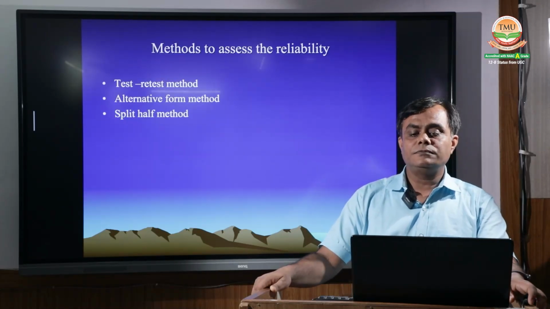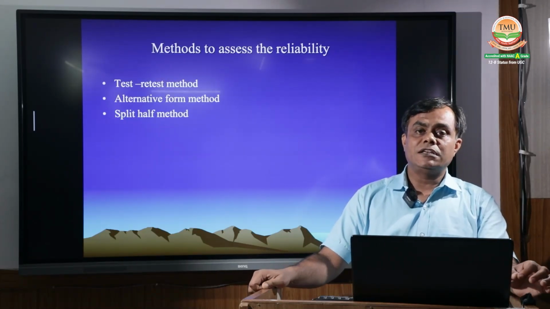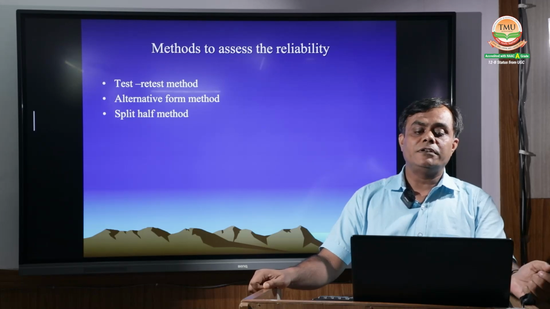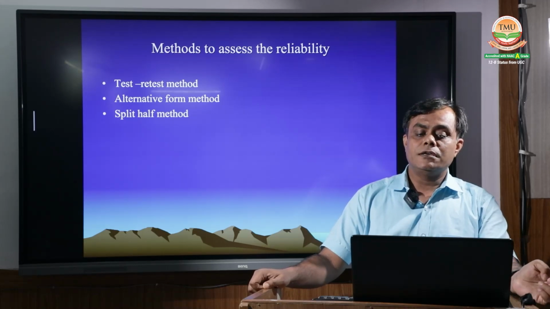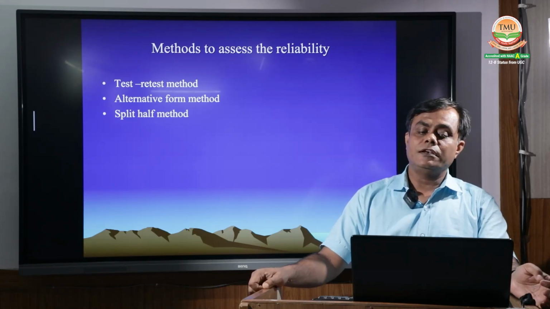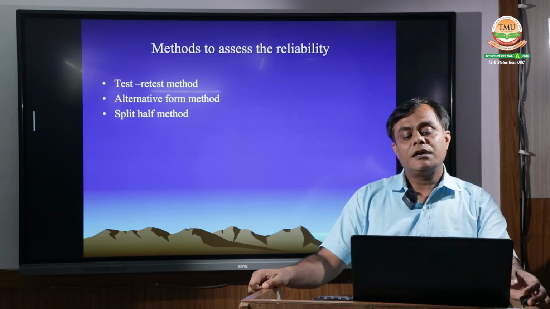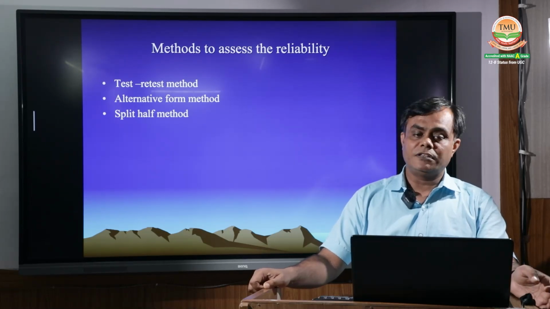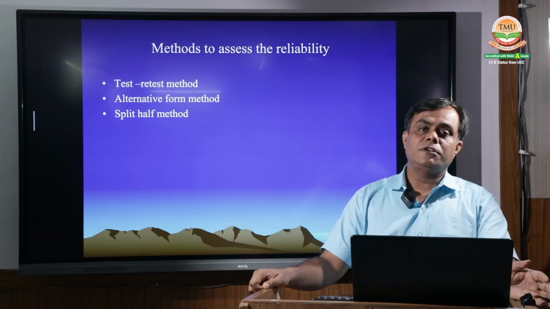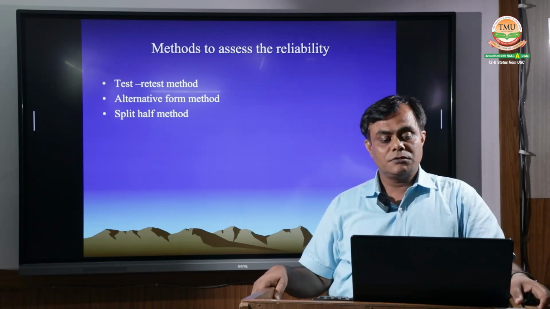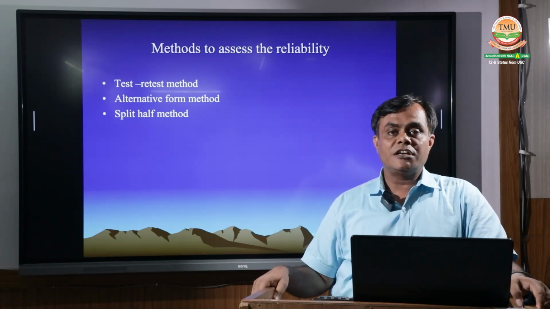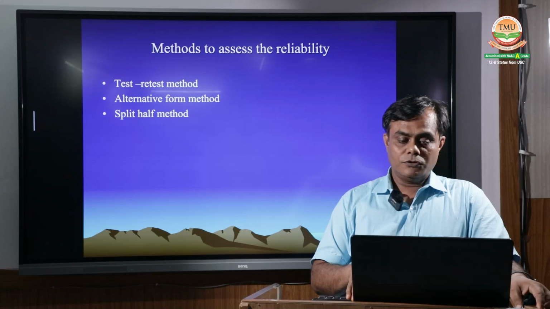Method to assess the reliability. There are three methods to assess reliability. First is the test-retest method, second is the alternative form method, and third is the split-half method. So there are three methods through which we can assess the reliability.